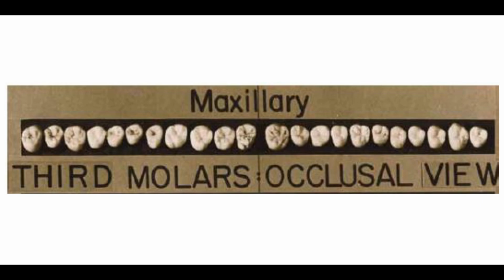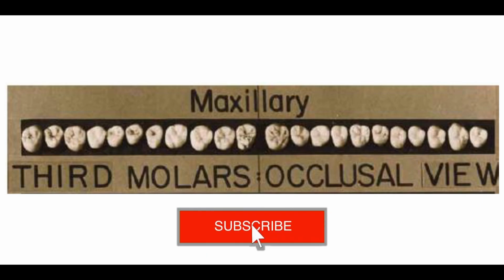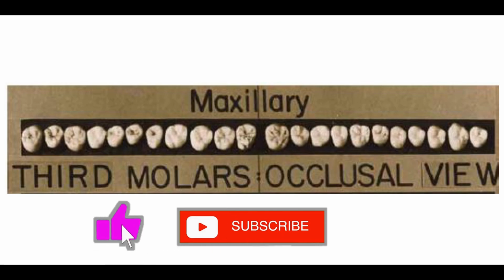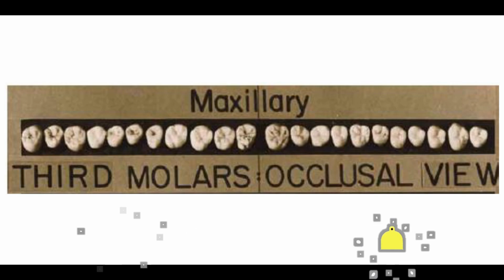So here you can see why I said the maxillary third molar is the most variable tooth in the arch. You can see that the crown forms of both right and left side here are so varied, none of them are the same as each other. This is why it is the most variable tooth.